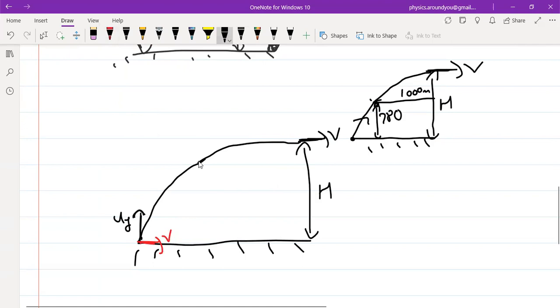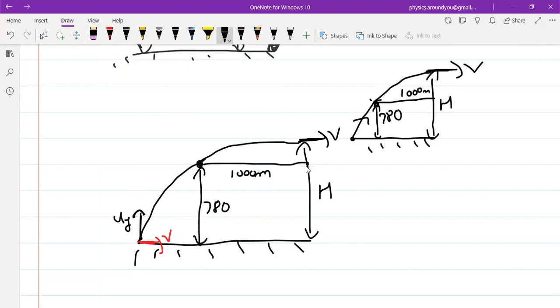And what are the points? The points are, this point is 780. It is at what distance? 1,000 meter distance from the launch point. Now we can literally do anything.